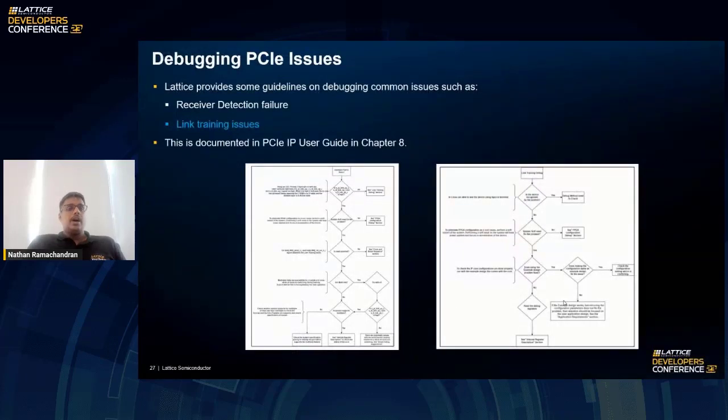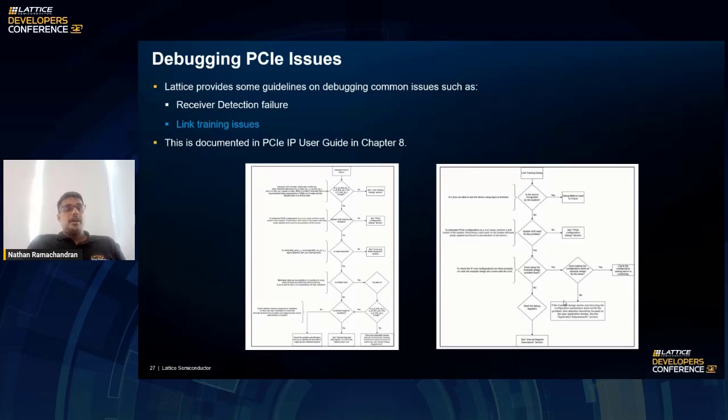So in our user guide, we have provided flowcharts that show common issues, like if you're facing a receiver detection failure, what are the items to check? Receiver detection is a very common failure that sometimes you can observe when you're bringing up a board for the first time. Things like checking the AC coupling caps or what are the status signals to look at. We have included that in our user guide.